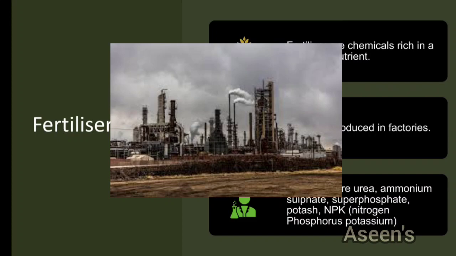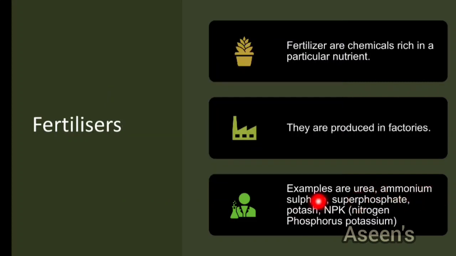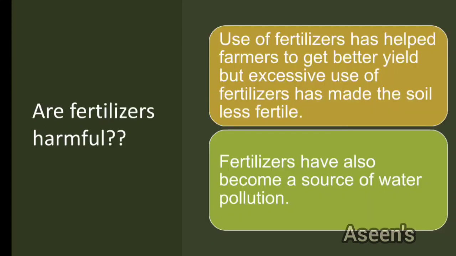The examples of fertilizers are urea, ammonium sulfate, superphosphate, potash, and NPK. NPK stands for nitrogen, phosphorus and potassium. K is the symbol for potassium, so they have used K over here. As we have said before, manure was completely organic and natural, whereas fertilizers are chemicals. Now the very big question: are fertilizers harmful? Let's find out.